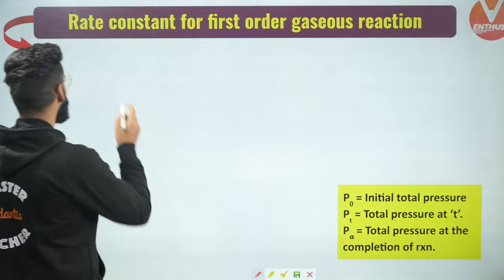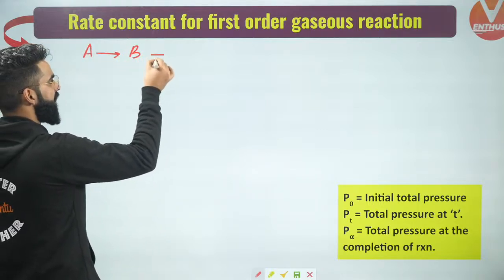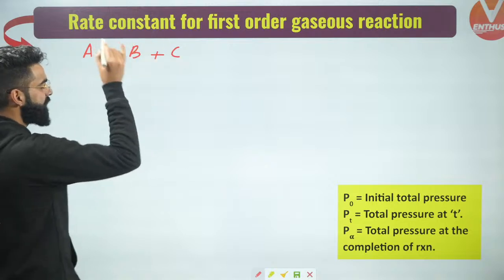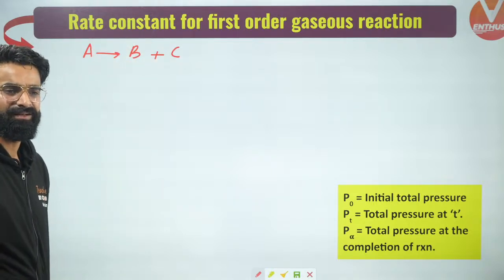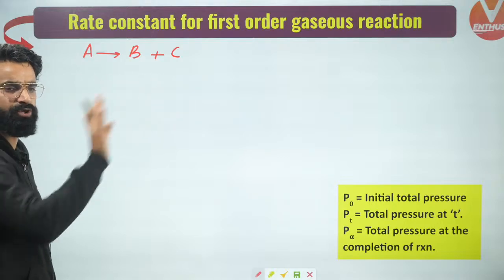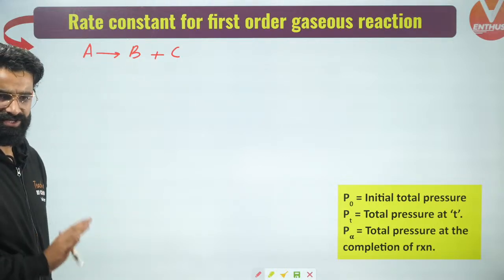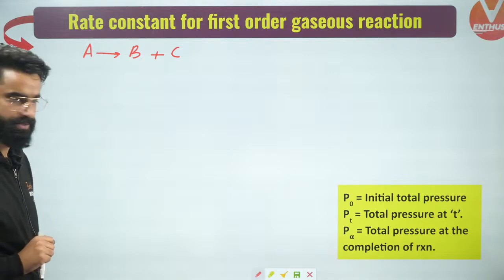Let's say, guys, I've got a reaction as A gives B plus C. And I'm assuming A, B, and C, all three are in gaseous phase. And I'm assuming it's a balanced chemical equation where the stoichiometric coefficients are 1, 1, 1, the rate constant is K, and it's a first order reaction. I'm assuming all this.